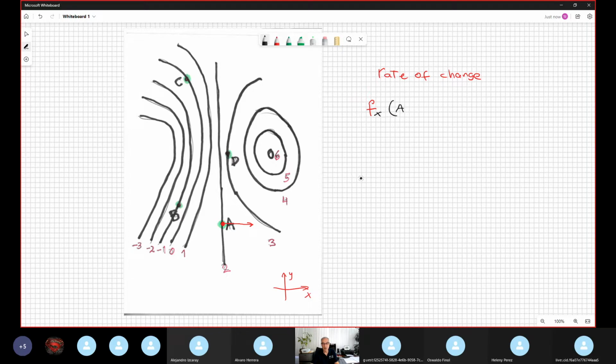Evaluate at the point A. Okay, I don't know exactly where, but I know this level indicates the C value. C equals 2, C equals 3, and so on. So what do you think? I don't want a number. I want positive or negative signs.